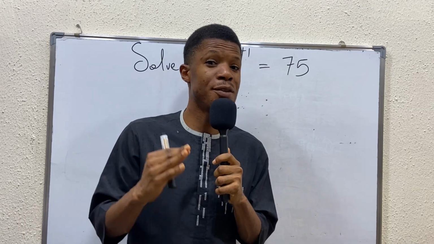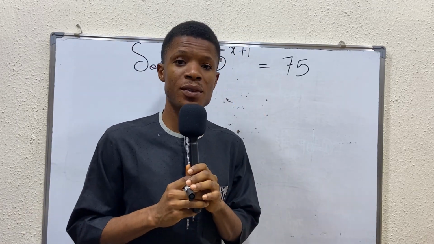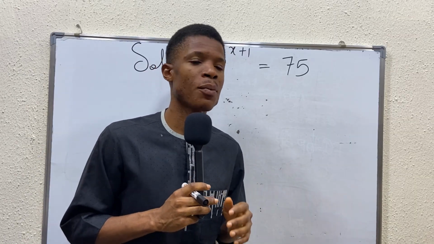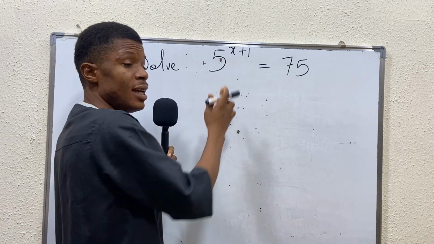Hi guys, can you actually find the value of x in this exponential problem on the board? This is clearly a Maths Olympiad problem. Let's provide the solution. When we have this type of problem, our goal is to find x, right?